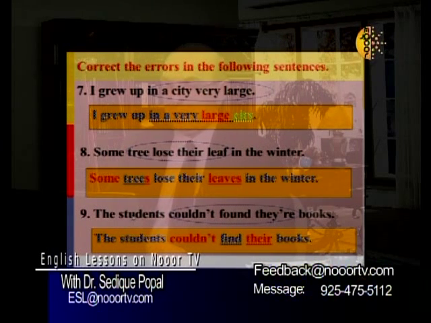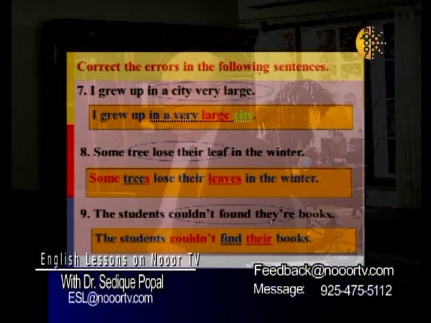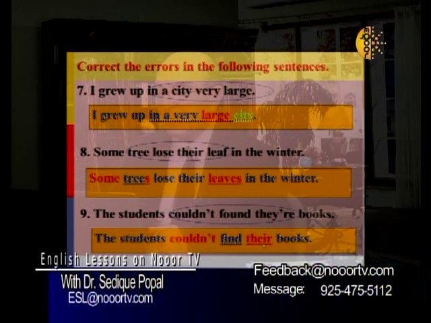Sentence number 9. The students couldn't find their books. Here, the problem was what? Which form of the verb do you use after auxiliaries, like couldn't or can't? We have to use the simple form. We cannot use any other form. And secondly, this "their" in "their books," to show belonging, is spelled as T-H-E-I-R, not T-H-E-Y-'-R-E, which is the short form of "they are."